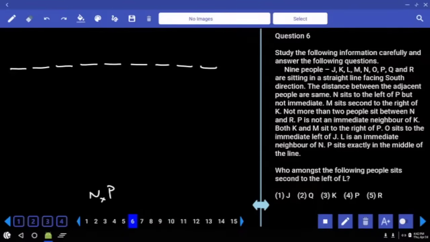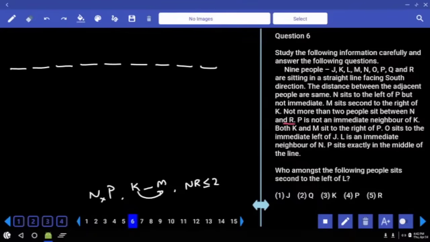And M sits second to the right of K. And not more than 2 people between N and R. Now in between N and R how many? Lesser than or equal to 2 people. Not more than 2, so there can be 2 or fewer.